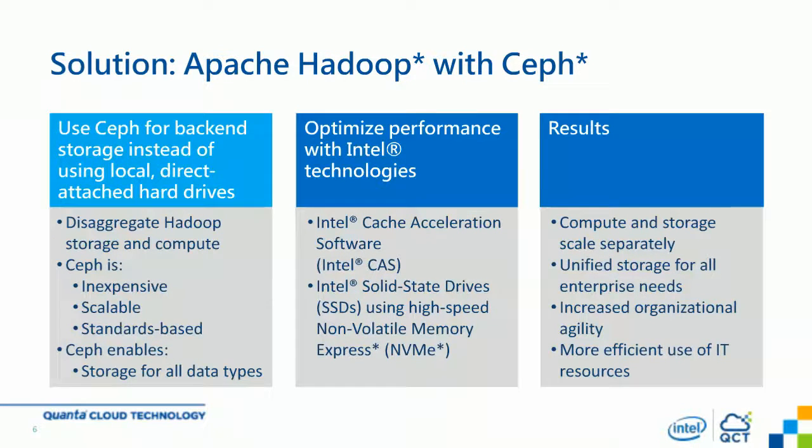Now, optimizing performance with these technologies can help resolve the input-output bottlenecks and provide better customer SLA support. Now, this entire solution would allow firms to scale Hadoop storage and compute independently, improving the efficiency of IT and increasing the organizational agility. It would also create a unified storage solution for all enterprise needs.